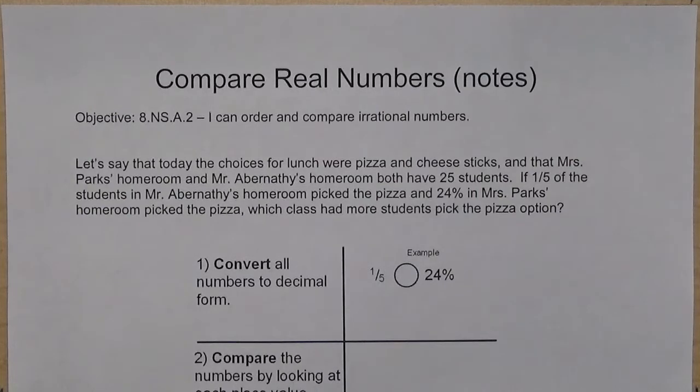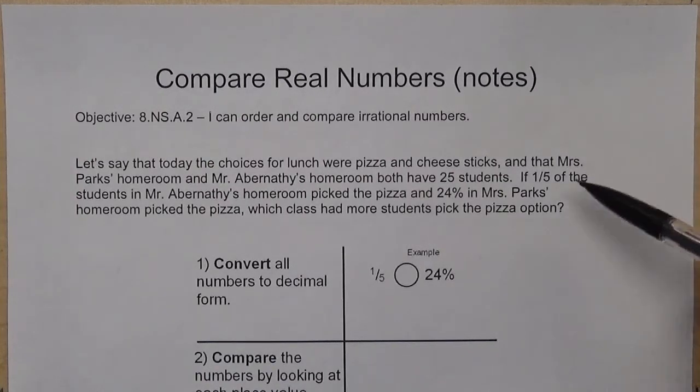So we have these two amounts of students in each of the classes represented in different ways. The amount of students in Mr. Abernathy's class is represented by a fraction, and the amount of students in Mrs. Park's class is represented as a percent, but they're both part of the whole class. So right now they're a little bit tough to compare, and you might be able to look at them and just know, maybe in your head you can change 1/5 into a decimal and change that one into something easier to compare, but right now because they're not in the same form they're a little bit tougher to compare. So the first thing today is that we're going to be converting all the numbers to the same form so that they're easy to compare.